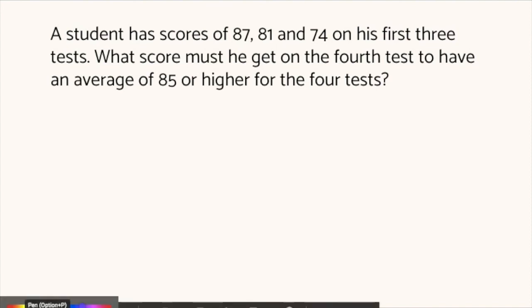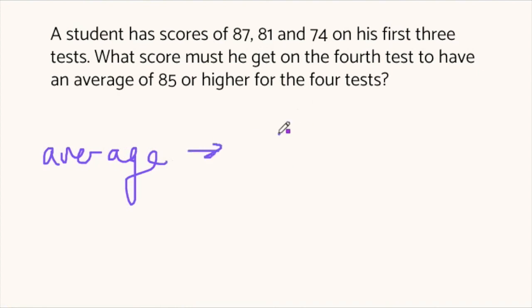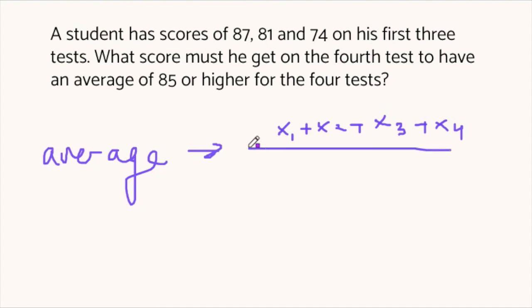First, let's start by going over averages. We're going to make a separate video with averages, medians, and all of that stuff, but for now, let's think of the average as all of the values added up, x1 plus x2 plus x3 plus x4, in this case we have 4 different tests, divided by the number of tests, which is 4. And that's how we would get the average.